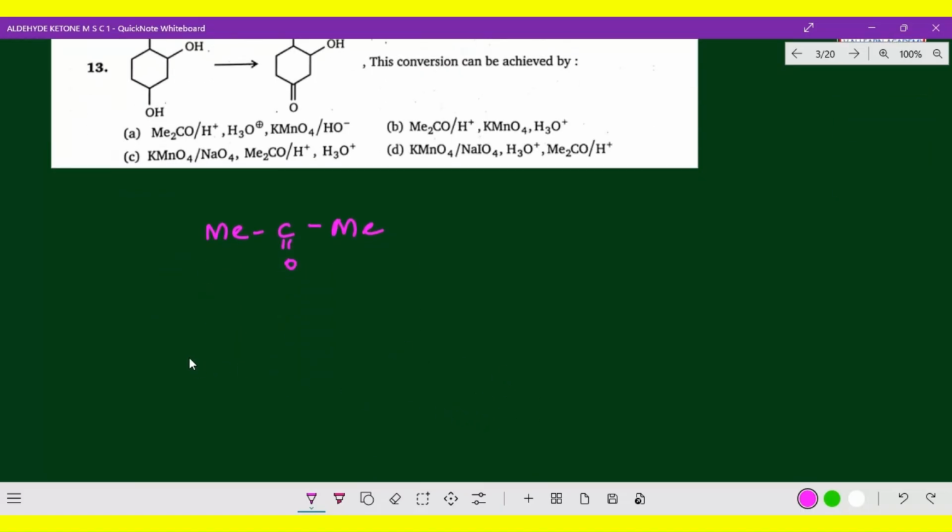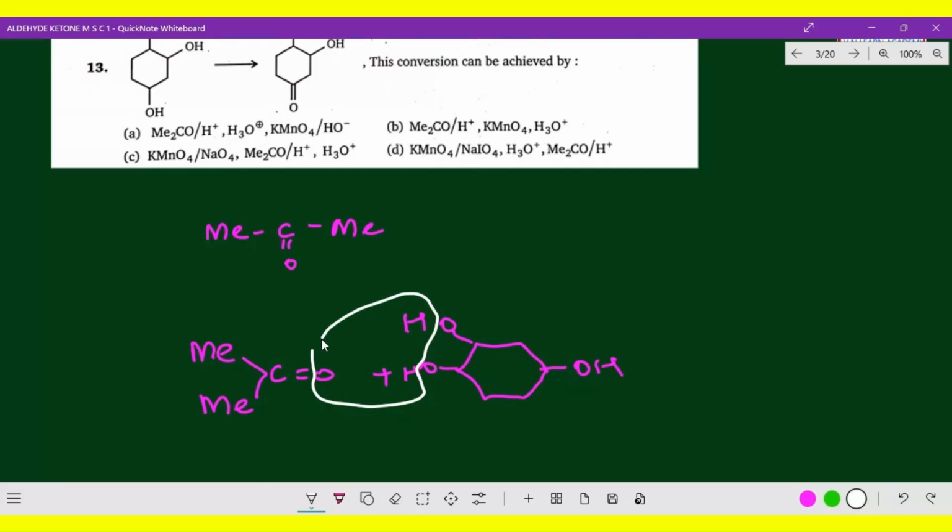So here Me, here also Me, combined together with C double bond O. Now this is going to react with this trihydric alcohol, right? So I just draw it in this way so that it will be easy for us to understand. Here OH, here also OH, and here also OH, trihydric alcohol, that is what both combined together. Yes. Now what happened? This oxygen which is connected with the H releases water molecules, so you will get that cyclic compound.